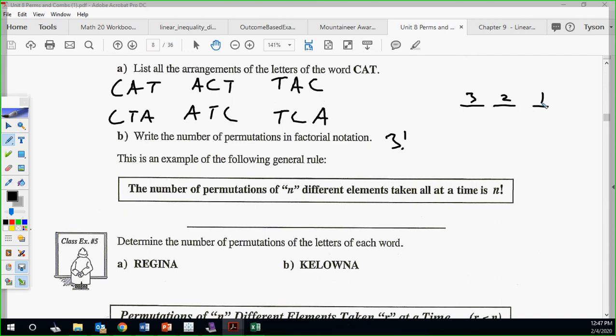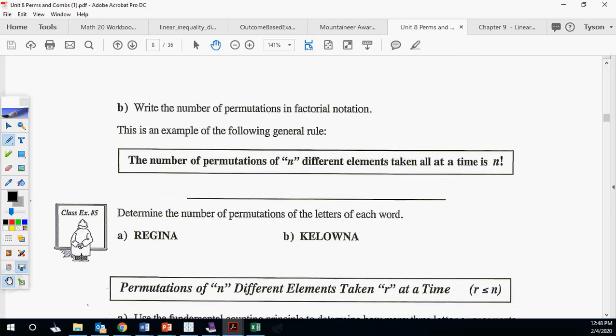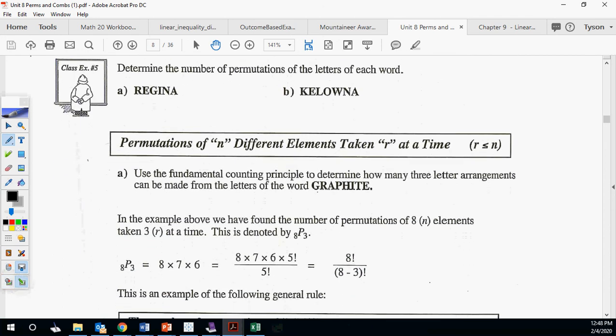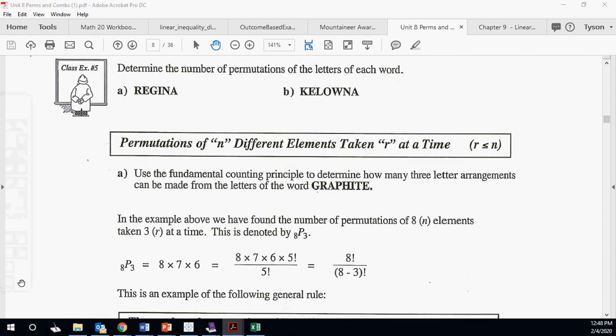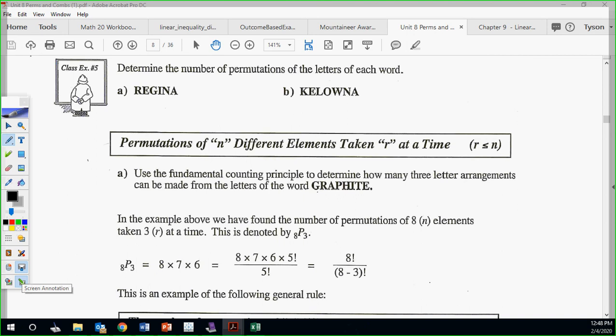Okay. So the number of permutations of n different elements taken n at a time is n factorial. That just means we have 3 letters and we're taking all 3. The number of ways to make that permutation is going to be 3 factorial. Okay, so let's look at these before we get into repetitions. So Regina: 1, 2, 3, 4, 5, 6. 6 letters, they're all different. Okay, that's important.